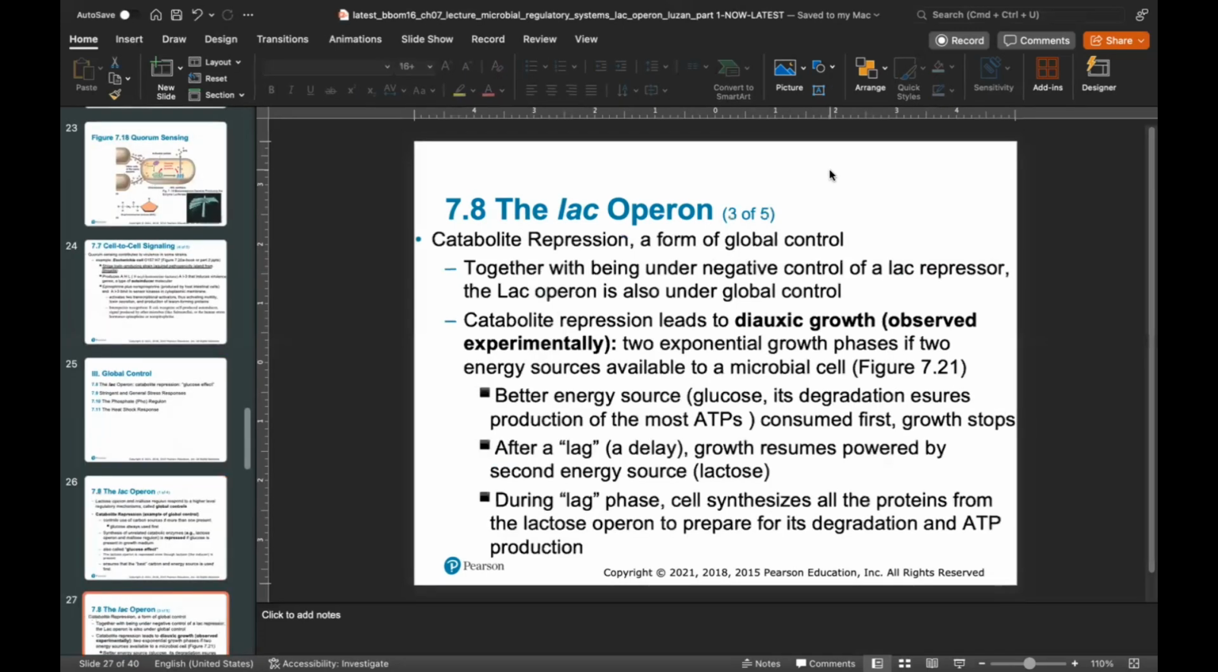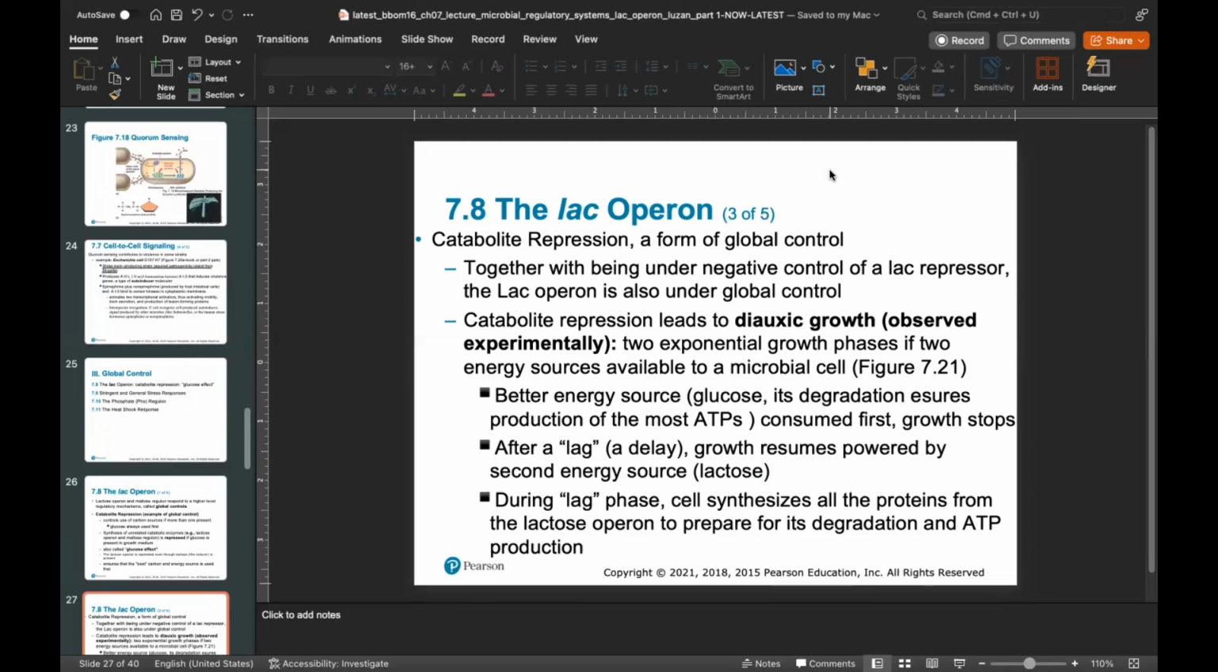Catabolite repression is a form of global control, and together with being under negative control of the lac repressor, the lac operon is also under global control. Catabolite repression leads to diauxic growth, which is observed experimentally, with two exponential growth phases if two energy sources are available to a microbial cell.